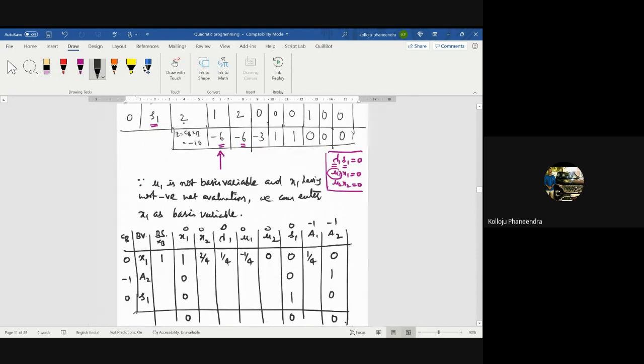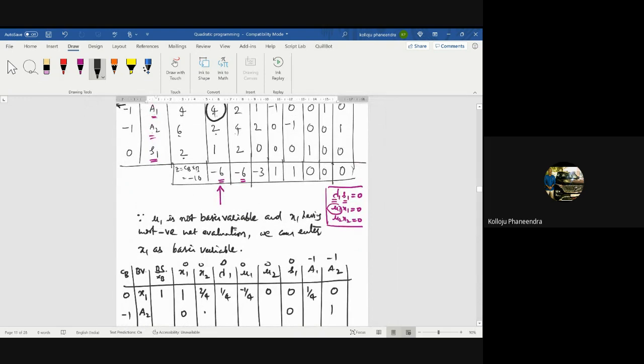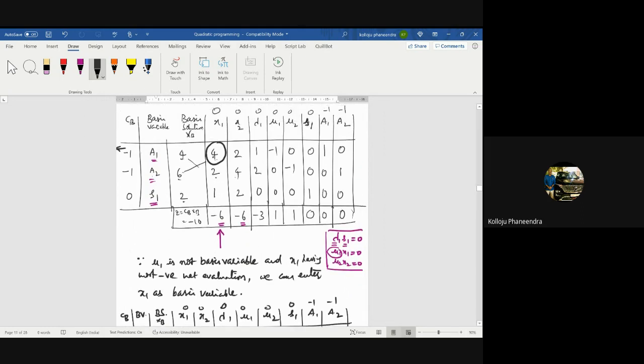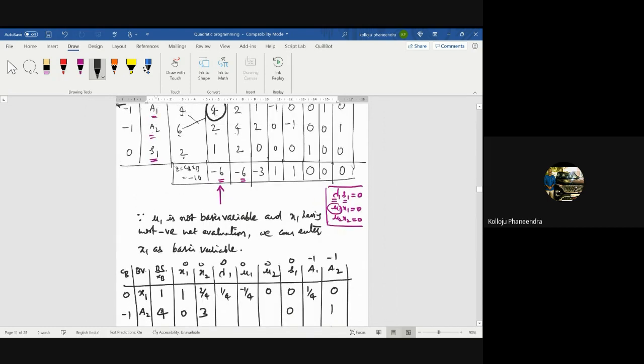Next one, what is the a2 position? See, coming to this position, shortcut technique, I think you might have known this. 6 4s are 24, 24 minus 8, this into this minus this into this. 24 minus 8 is 16, 16 divided by 4 is 4, this value is 4. Next one, x2 position, this one: 4 4s are 16, 16 minus 4 is 12, 12 by 4 is 3. This position is 3.